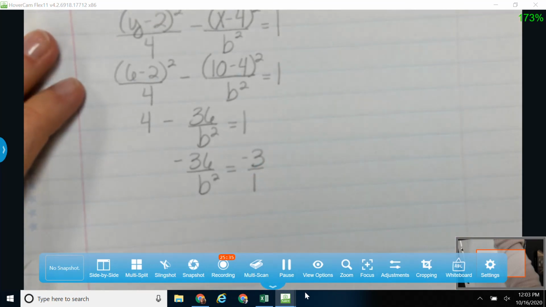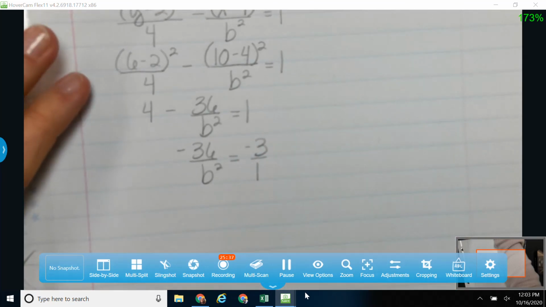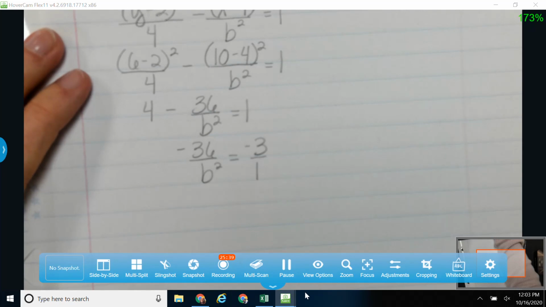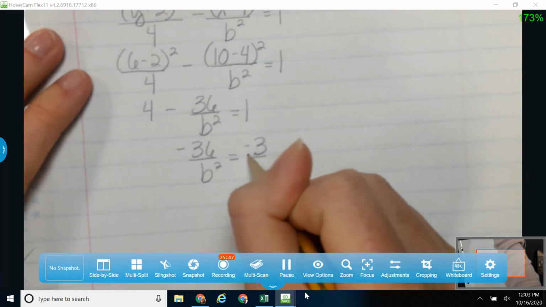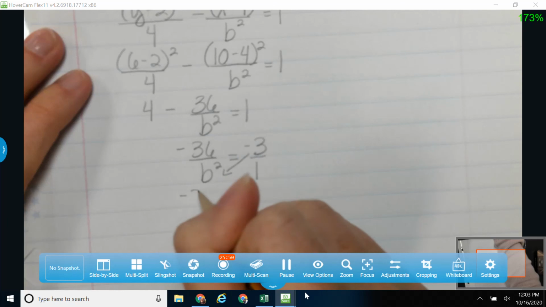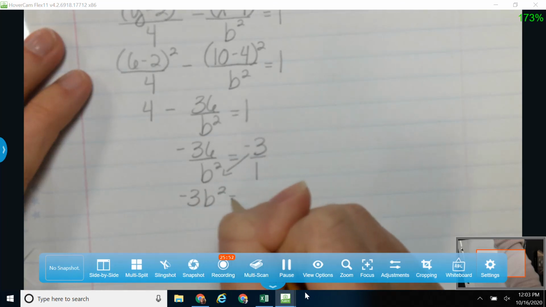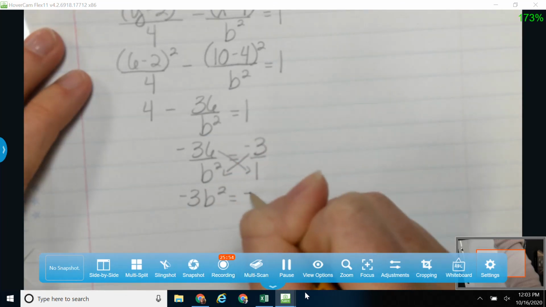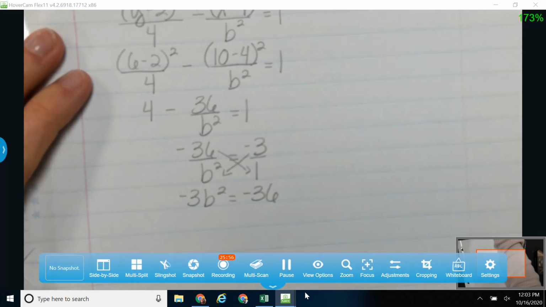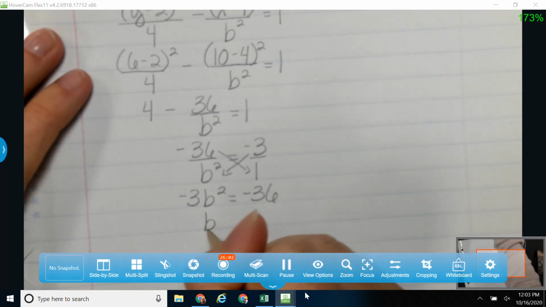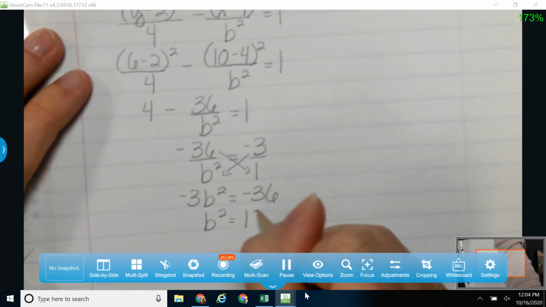Do you remember what we do when we have two fractions that are equal to each other? What can we do? Cross multiply. That's right. Good. We can cross multiply. So I'm going to say that negative 3 b squared is equal to negative 36. So what's b squared equal to? 12. Good.